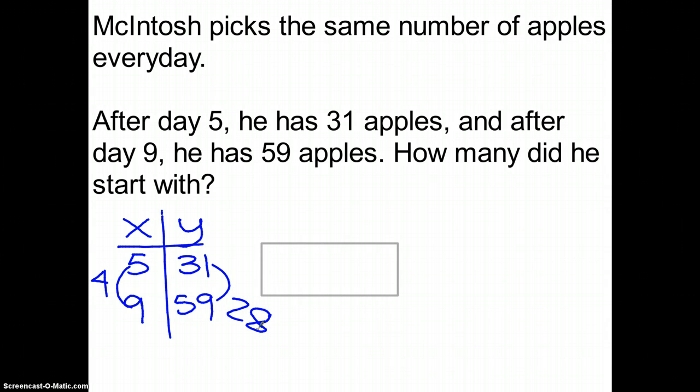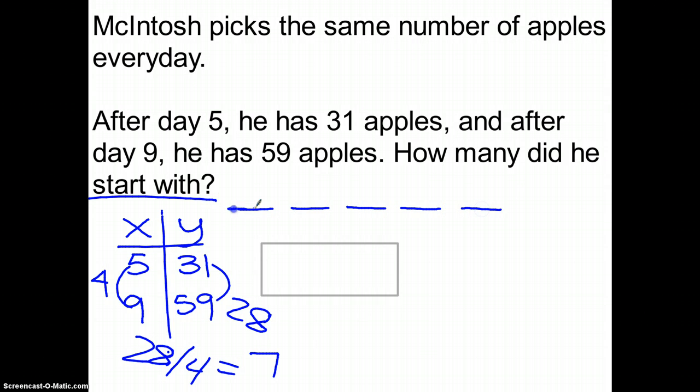And then we're going to do 28 divided by 4. So 28 divided by 4 is 7. So we know that every day they're picking 7 apples. So we want to know how many apples did they start with. So 1, 2, 3, 4, 5. We know on day 5 they had 31 apples that they picked. So if we know it's going up by 7 apples, we can decrease that.